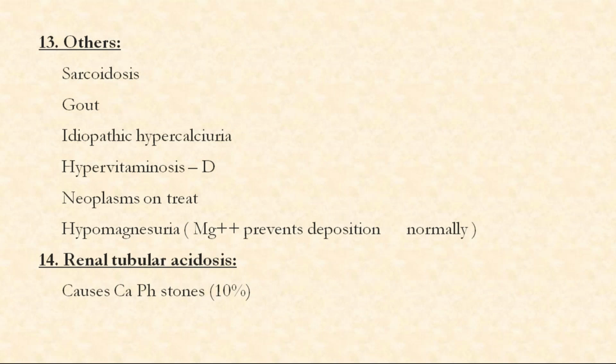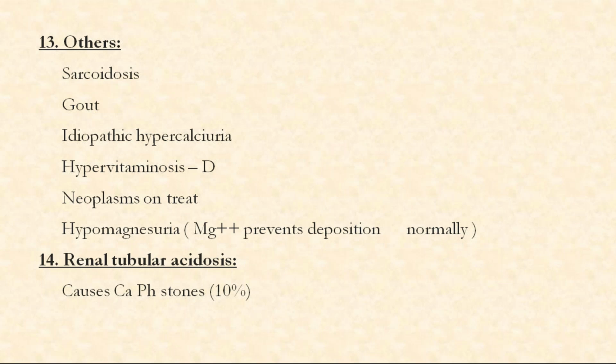So, what are the other certain systemic diseases or metabolic disorders? You should know what the metabolic disorders are that are likely to develop this: sarcoidosis, gout, hypercalcemia, hypervitaminosis D, any neoplasms in the kidney treated, hypermagnesemia, magnesuria. These are all metabolic disorders that may likely develop renal calculi.